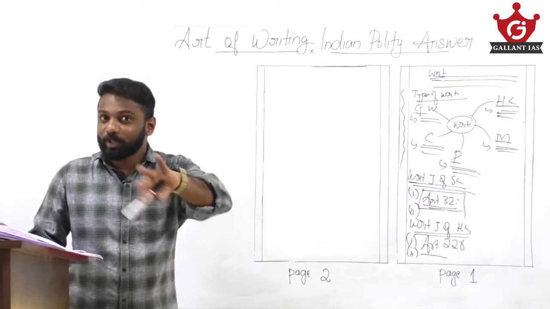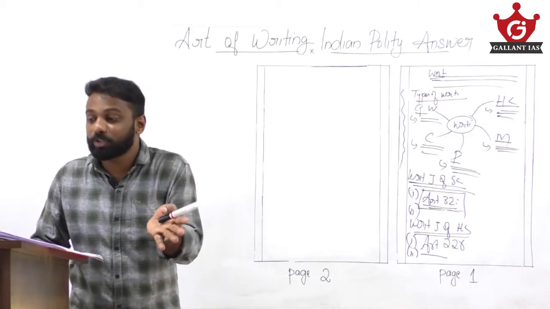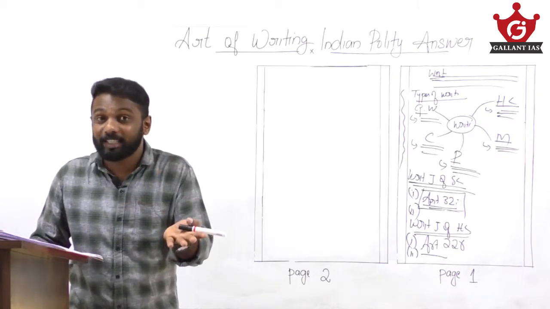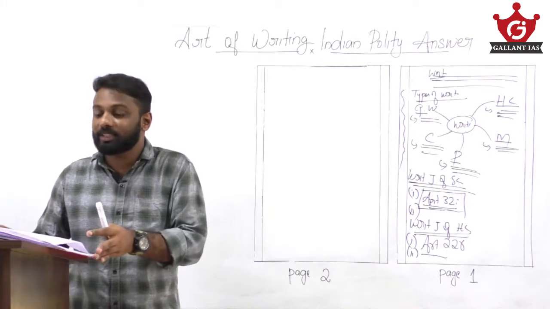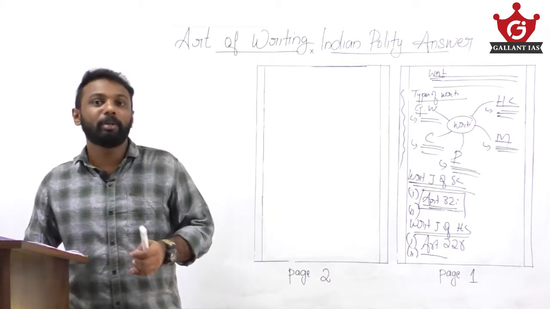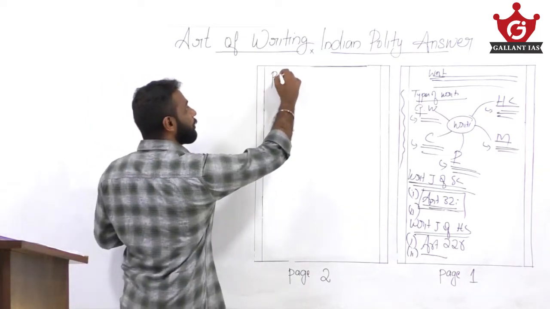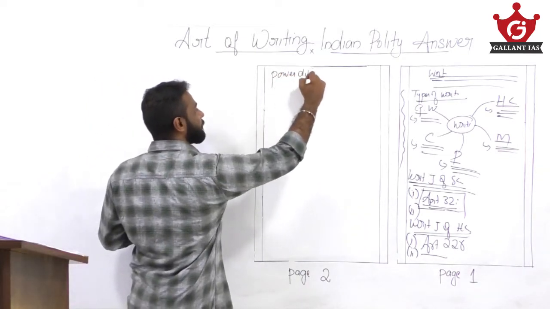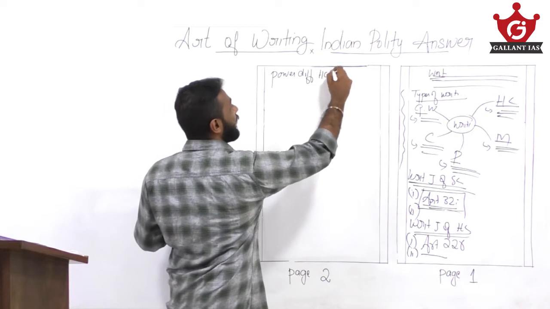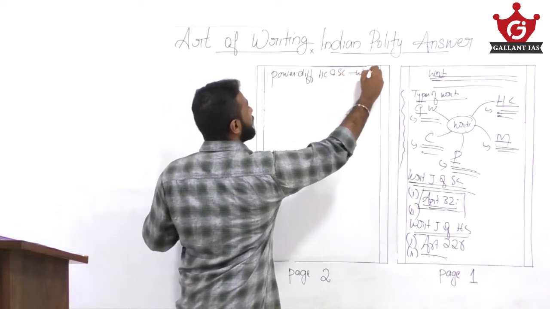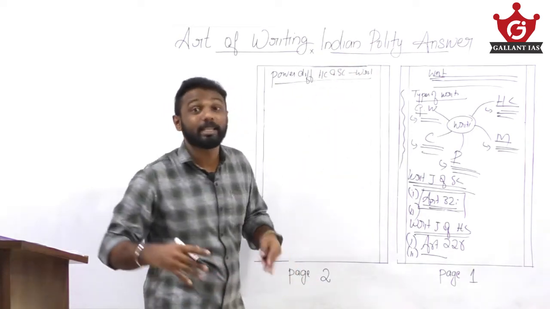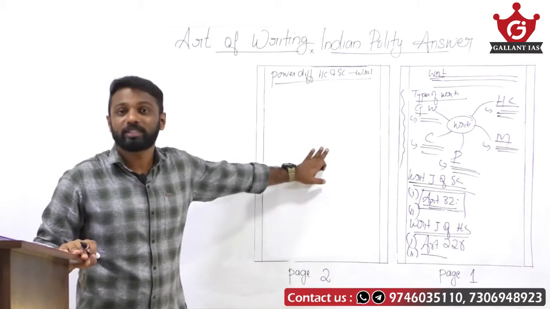And now let's come back to the question. Is the power of High Courts to issue writs wider than that of the Supreme Court? So there is a power difference between the jurisdiction of the High Court as well as the Supreme Court. So please write again a subheading: power difference between High Court and Supreme Court in case of writ jurisdiction. Make a separate subheading. So try to give more subheadings.